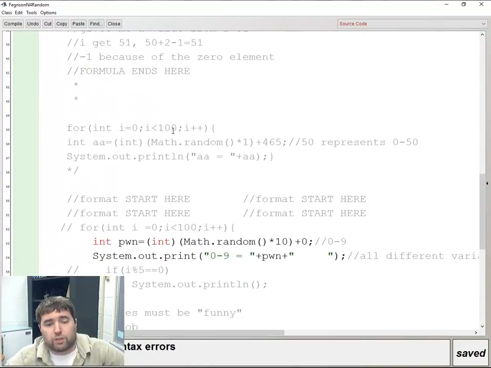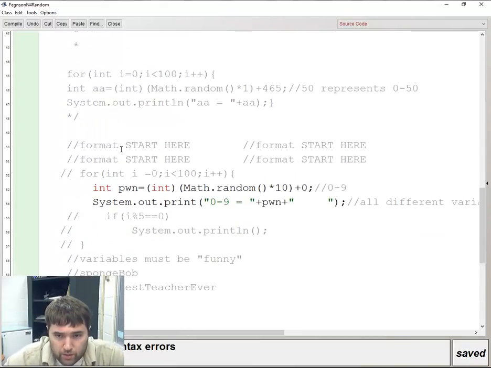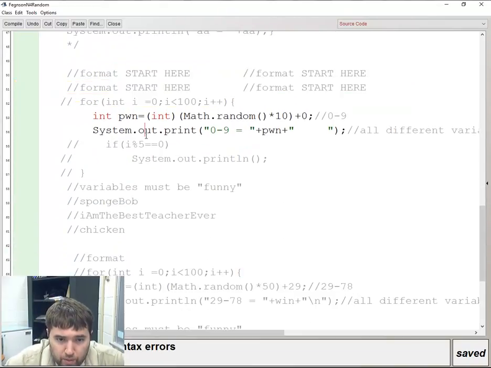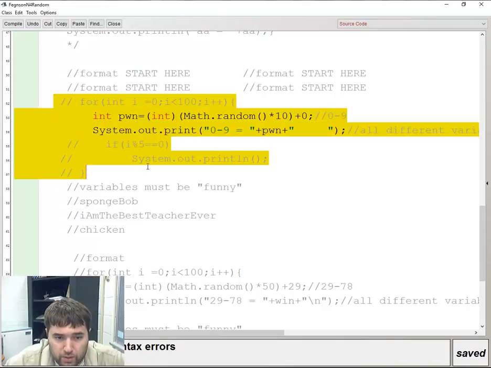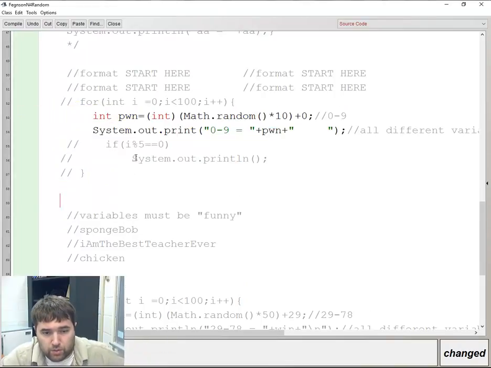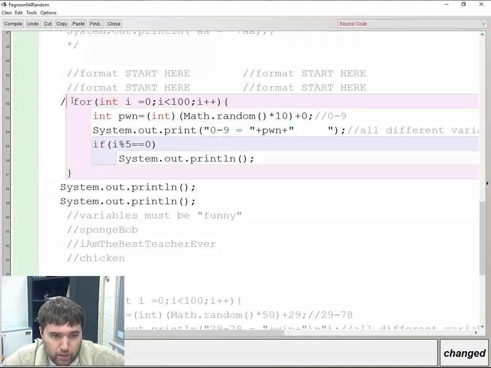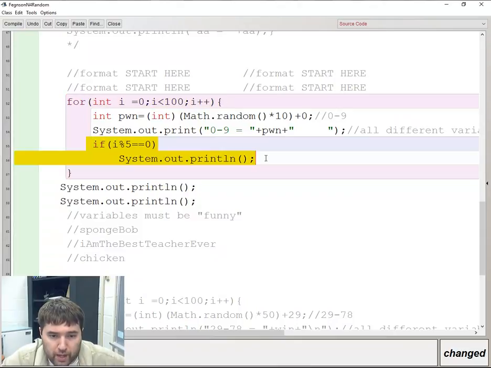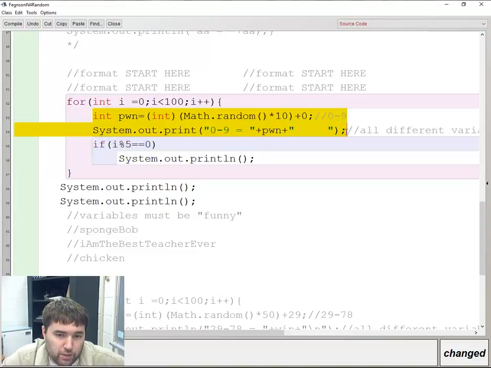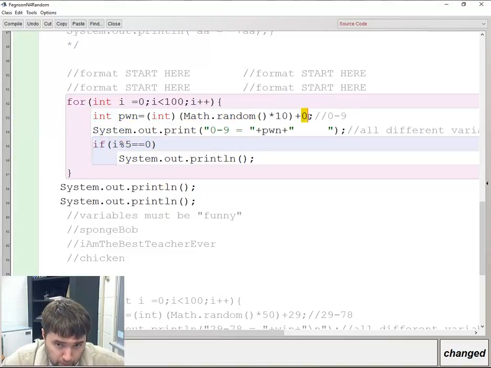So what we're really looking at is this right here. So this is the code that you want to basically copy and paste every time. And let's uncomment it out. And what this does is it loops 100 times. This puts an end line every 5 numbers. And this creates a random number starting at 0, ending at 9. 10 plus 0 minus 1 is 9.